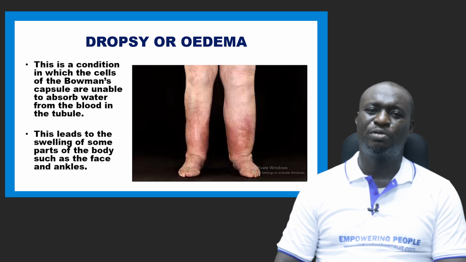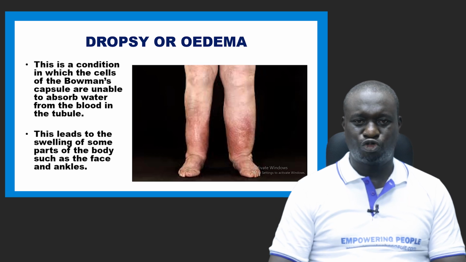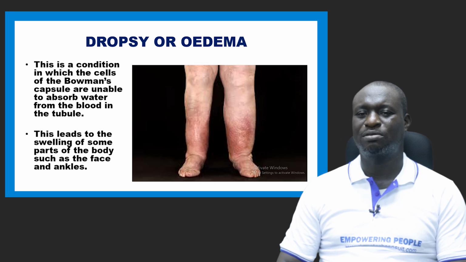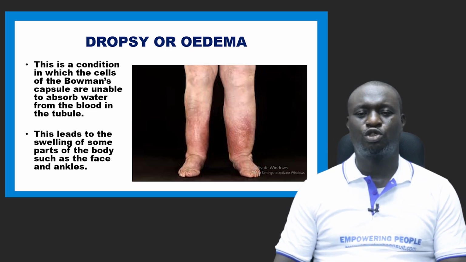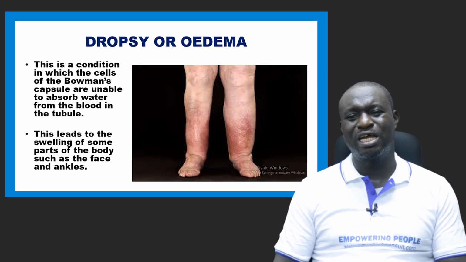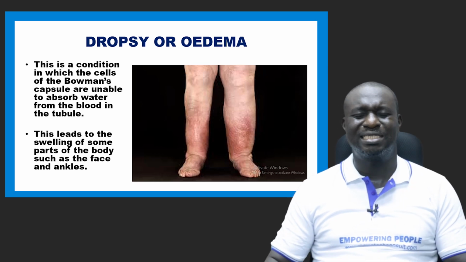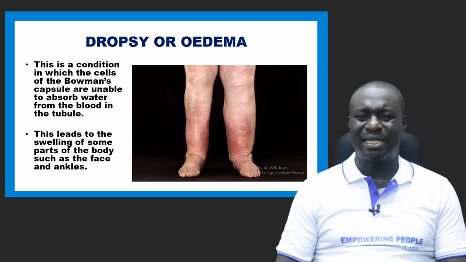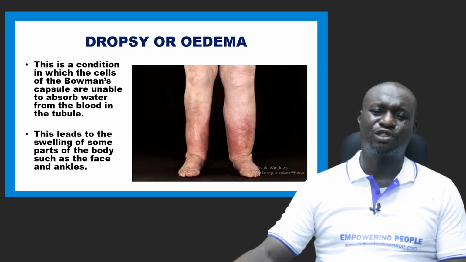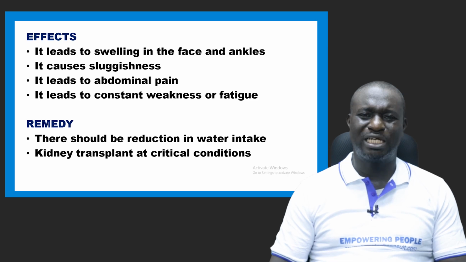Now, the last one we're going to be looking at today is called dropsy or oedema. Dropsy or oedema. Now, this is a condition in which the cells of the Bowman's capsule are unable to absorb water from the blood in the tubes. Now, when the Bowman's capsule is unable to absorb water from the blood, it leads to blood accumulating in several areas like the face, like the ankles, as you can see on the screen. These are the results that are actually going to take place when a person has oedema or dropsy.